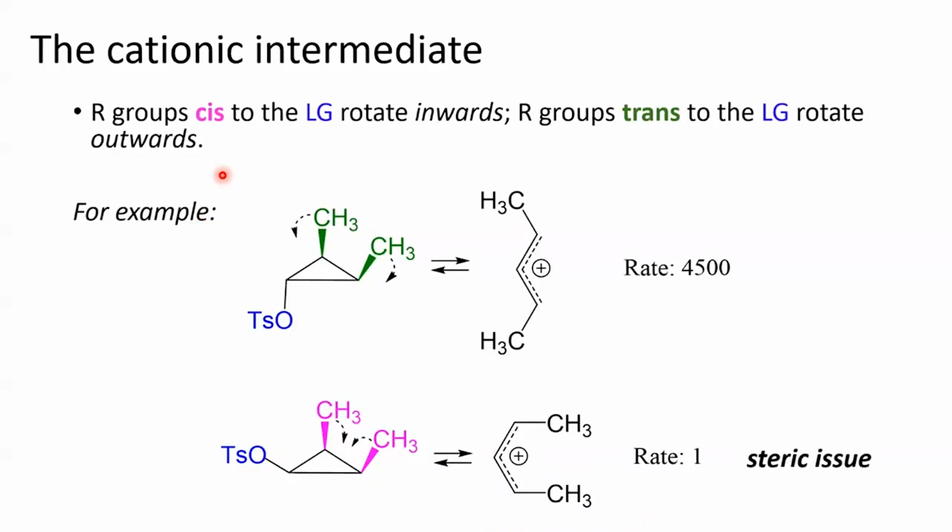So we can summarize this by saying that R groups that are cis to the leaving group, so that would be this situation down here, these R groups are going to rotate inwards, giving us this product here. And this creates a steric issue, so it's not going to be very fast. Conversely, R groups that are trans to the leaving group, shown here, these R groups are going to rotate outwards. And in so doing, they are not going to be held up by the same steric issues as the cis situation, so we get this much faster reaction here, forming this product shown at the top.